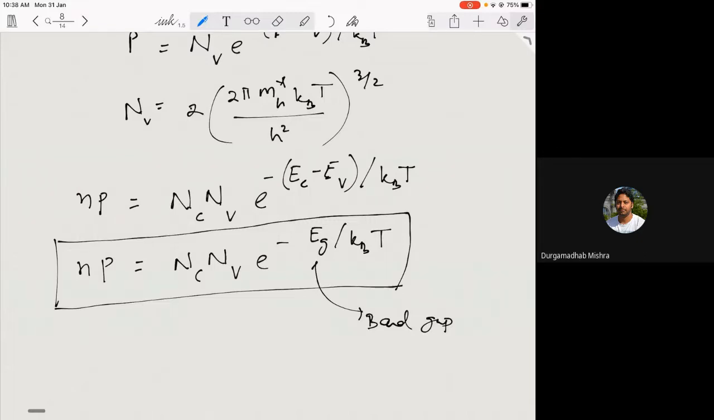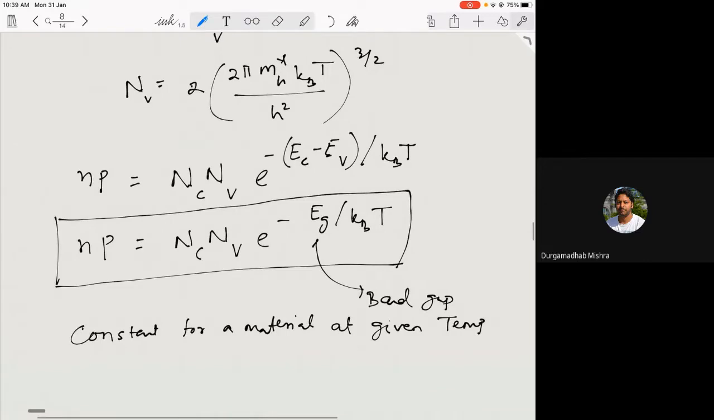So for a material, this product np is constant at a given temperature. And this is always true, okay? So the product of n and p at thermal equilibrium will be constant at a given temperature. And this is always true for a semiconductor material, and it does not depend on the Fermi level. Where the Fermi level is, we don't care about that.